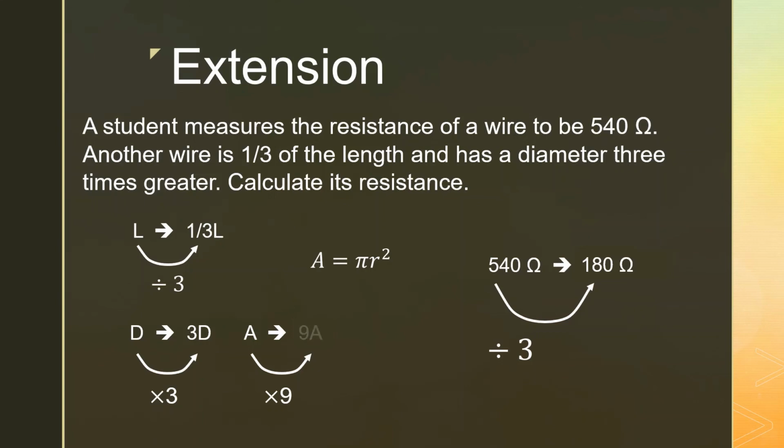And if I make that 9 times bigger, what am I going to have to do to my resistance? I'm going to have to make it 9 times smaller. So I'm going to have to divide that by 9. And so the change in the length, making it 1/3 of the length, results in the resistance decreasing by a factor of 3. But by increasing the diameter by a factor of 3, I'm decreasing the resistance by a factor of 9. And that makes it come out to be 20 ohms.